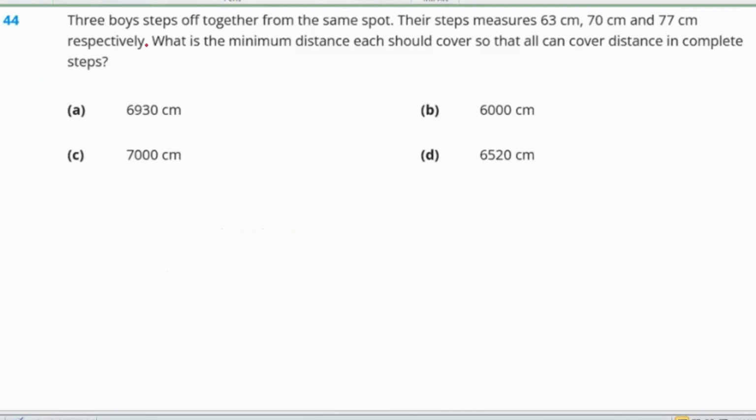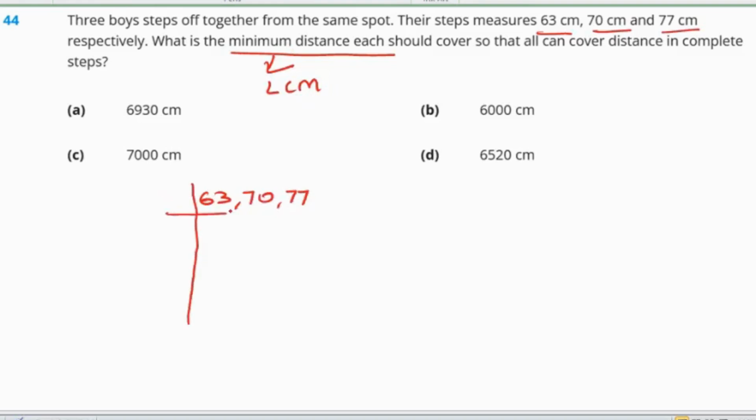If we are talking about question number 44, three boys step off together from the same spot. Their steps measure 63 centimeter, 70 centimeter, and 77 centimeter. Now, what is the minimum distance each should cover so that all can cover the distance in complete steps? The question is asked about the minimum distance. Whenever the question is asked about minimum, we are supposed to find the LCM. So here we need to find the LCM of 63, 70, and 77.